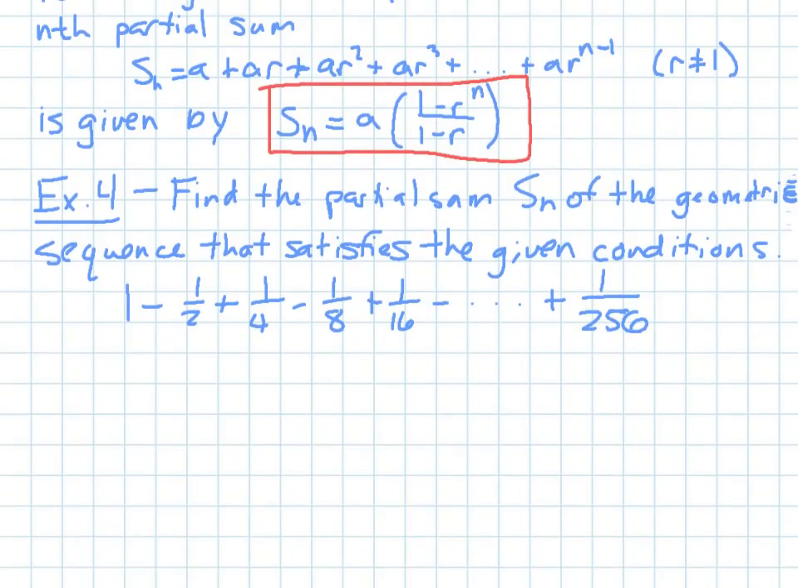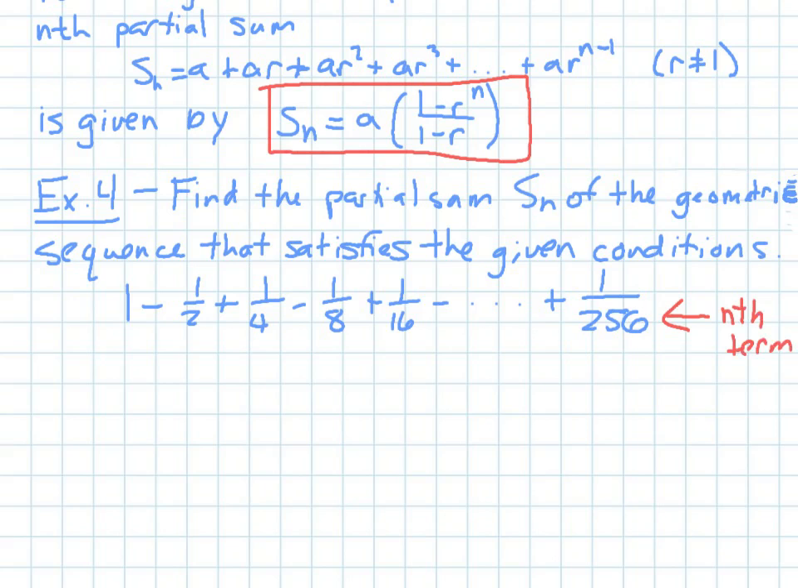So example 4 says they want us to find the partial sum of the geometric sequence that satisfies the given conditions. So here we have 1 minus 1/2 plus 1/4 minus 1/8 plus 1/16 all the way up to plus 1 over 256. So this is our nth term. We just need to figure out what term that is in the sequence.